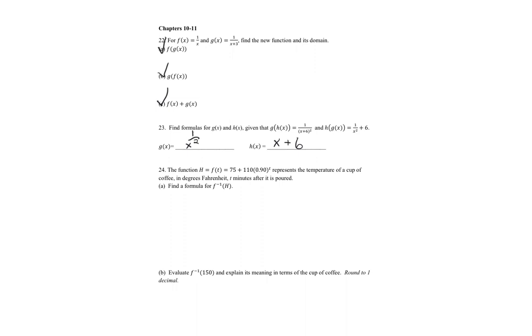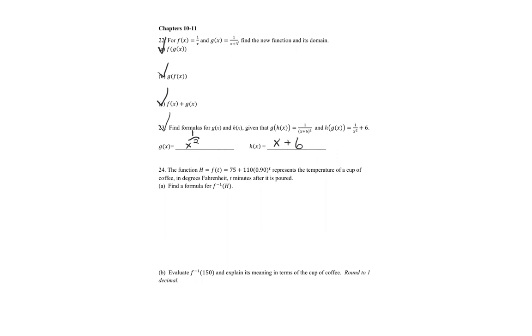Let me just check this to be sure. If I look at g of h of x, and I replace any of the x's in g of x with h of x, I'll get 1 over x plus 6 squared, which is what I needed. And then h of g of x, if I took wherever the x's are there and replaced it with g of x, I would get 1 over x squared plus 6.